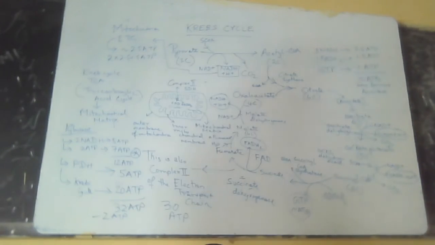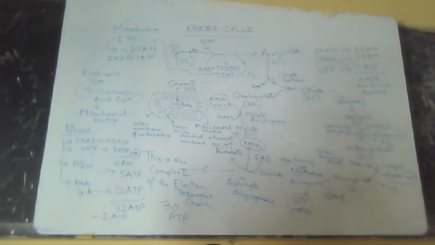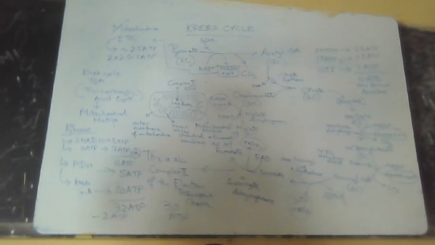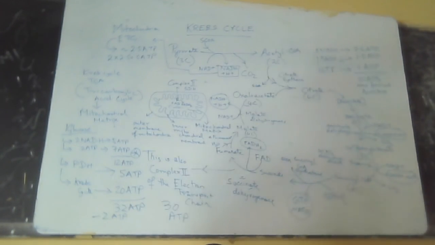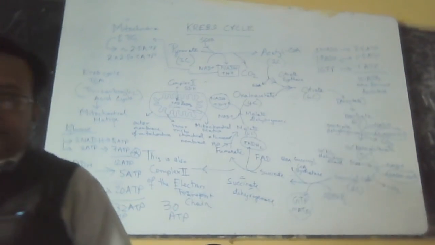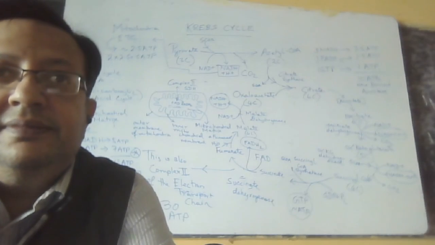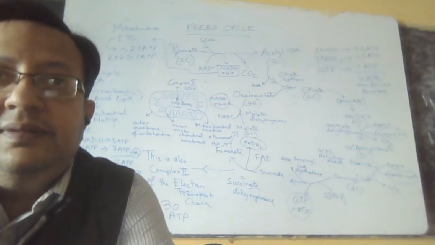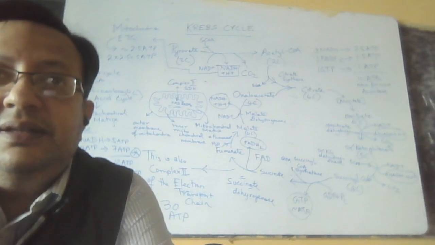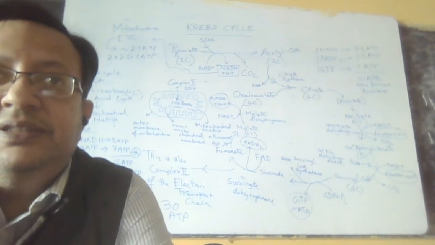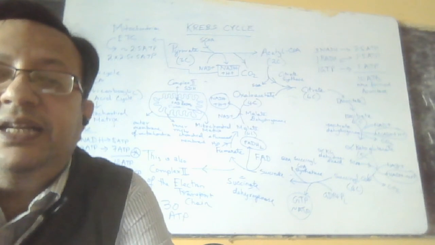Next day we will talk about regulation of Krebs cycle and why Krebs cycle is known as an amphibolic reaction. There are two NADH. It enters into Krebs cycle and 5 ATP.